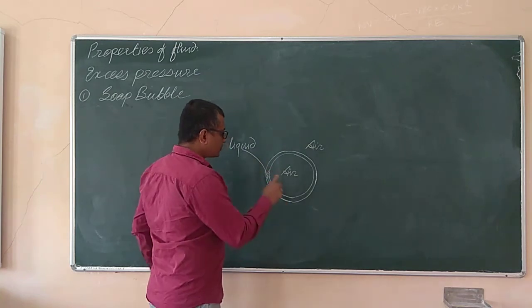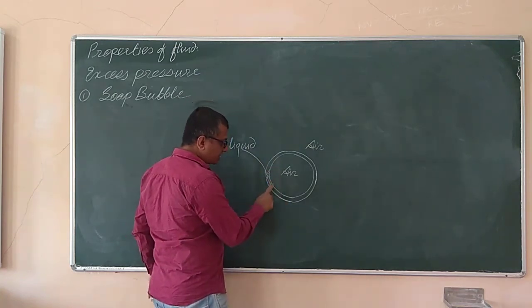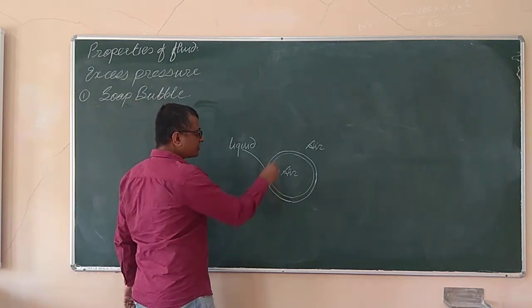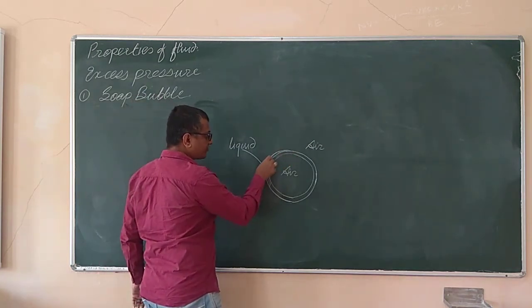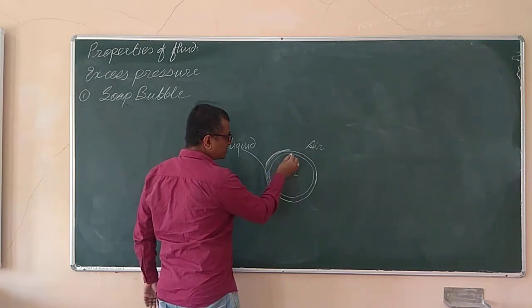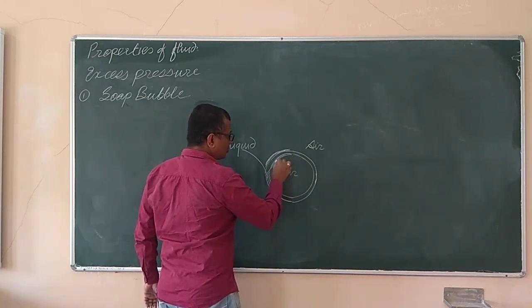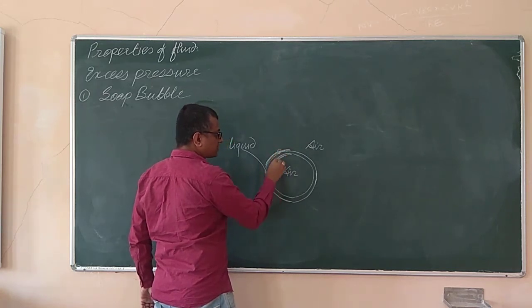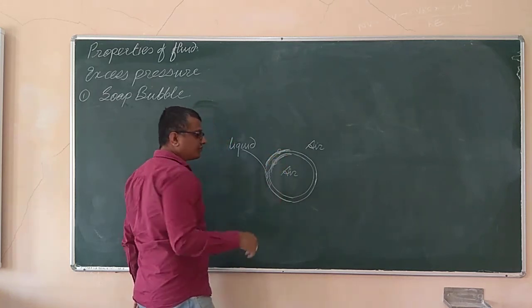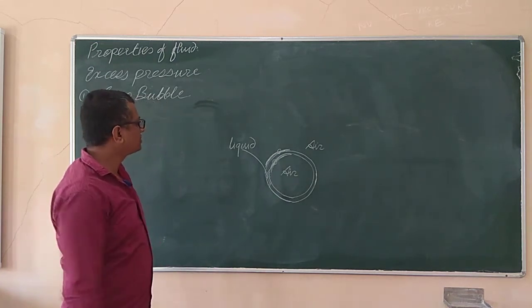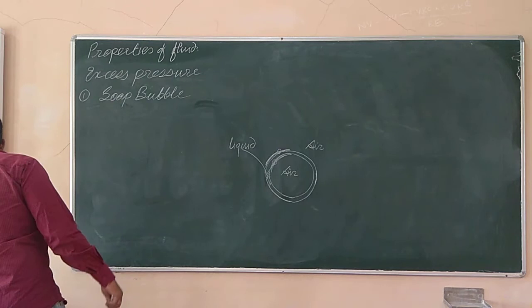So, for this liquid film, there are two free liquid surfaces. One free liquid surface is over here, the outer surface, and one free liquid surface is over here, the inner surface. So, the force due to the surface tension exists on the outer surface as well as on the inner surface. So, the force is multiplied, it is double. Now, let us see how much is the excess pressure inside a soap bubble.